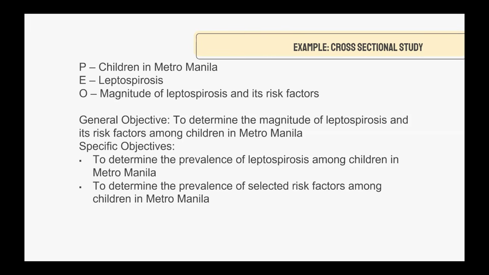This is another example of a general objective and specific objectives in a cross-sectional study, specifically a prevalence study. So the population is children in Metro Manila. The exposure is leptospirosis, and the outcome is the magnitude of leptospirosis and its risk factors. So how do you make this into objectives? So this is an example. The general objective may be to determine the magnitude of leptospirosis and its risk factors among children in Metro Manila, while the specific objectives are to determine first the prevalence of leptospirosis among children in Metro Manila, and second, to determine the prevalence of selected risk factors among children in Metro Manila.